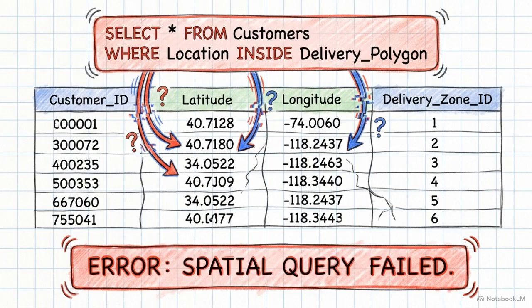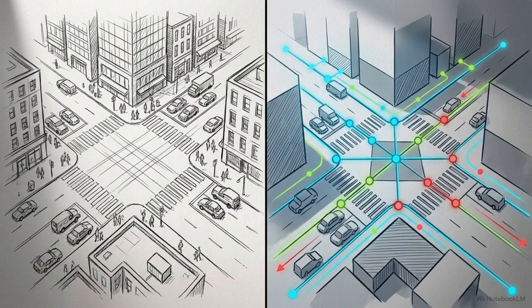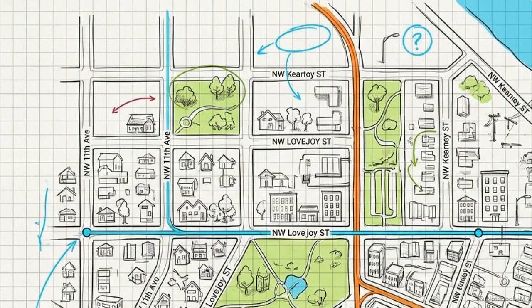Standard databases store information in rigid rows and columns. Ask this spreadsheet if an address is inside a delivery zone, and it gets confused. Text cannot comprehend space. To navigate reality, computers translate our physical world into a geometric language called spatial data. If you peel back the map on your screen, you won't find pictures of streets. You'll find a massive system that breaks our world down into 3 highly simplified geometric shapes.